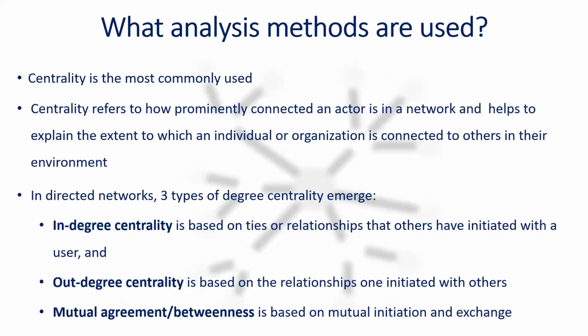We are going to look at three main indicators. In-degree centrality is how many people have reached out to me, for example. Out-degree is how many people I have reached out to. And then mutual agreement is how many people I have reached out to and they have reached out to me as well. Some of these terms may seem a little bit complex right now, but these are the ones we are going to be using when we look at part 2.